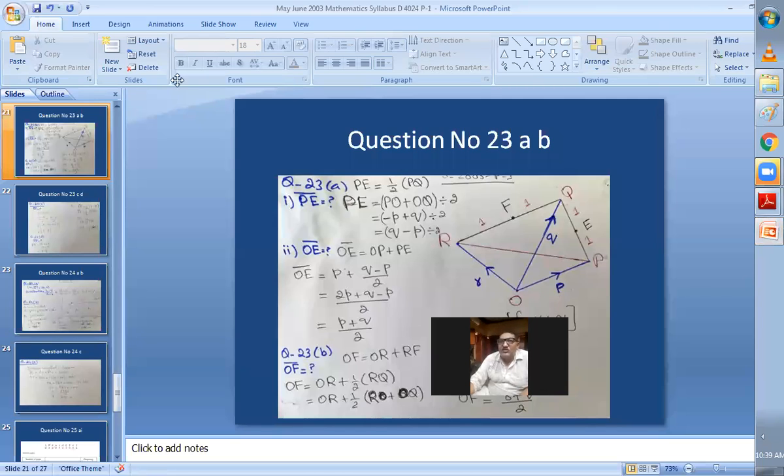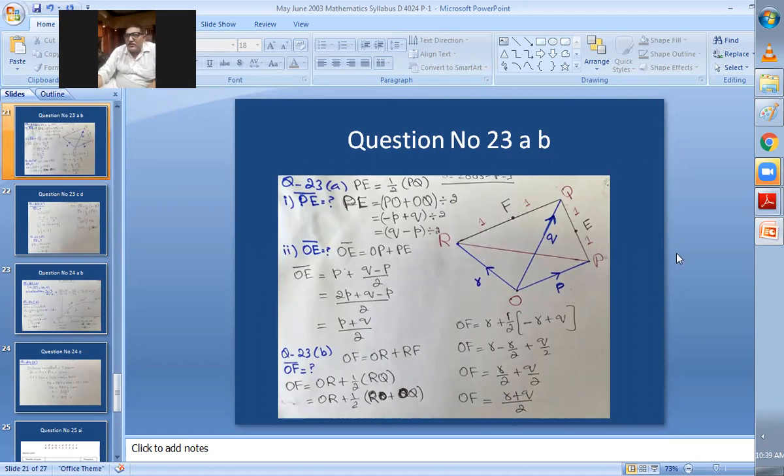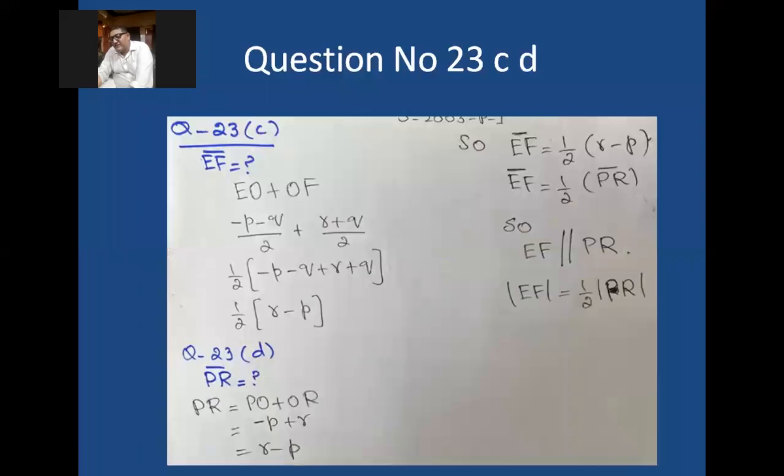Now the main question they are asking is EF. From E come to O, from O go to F. I know the E value, I also know the F value, so I can tell this now, very easy. So EF will be from E go to O, from O go to F.